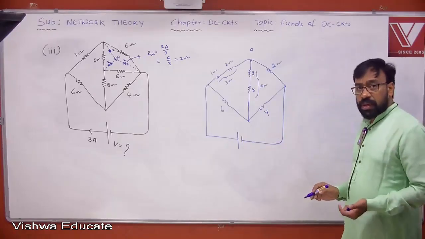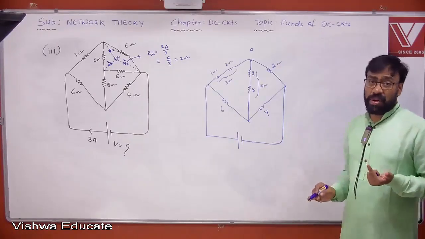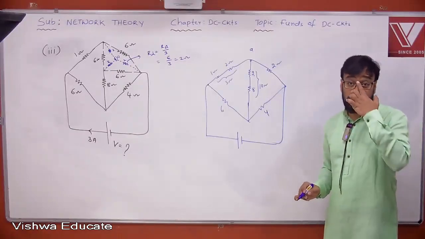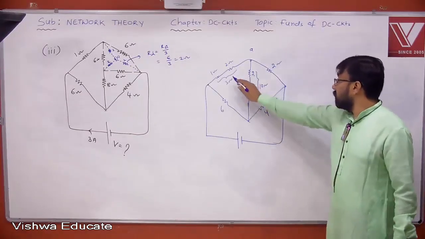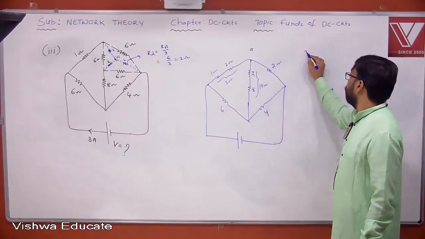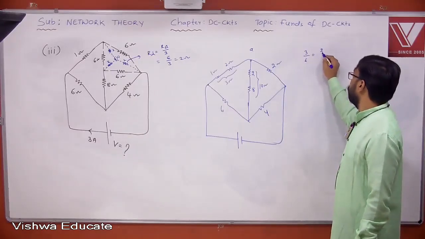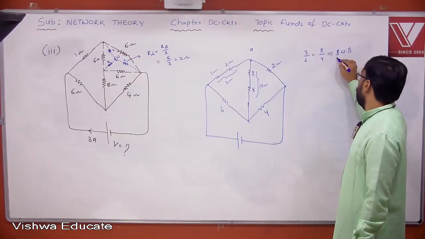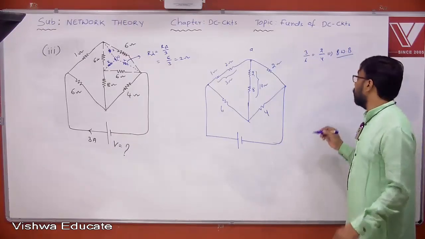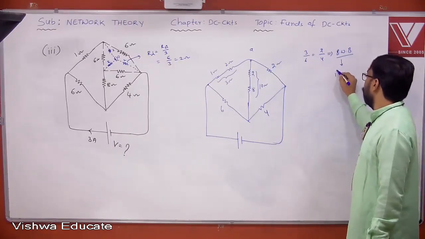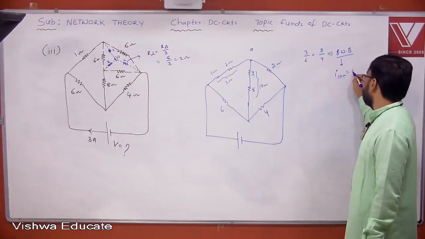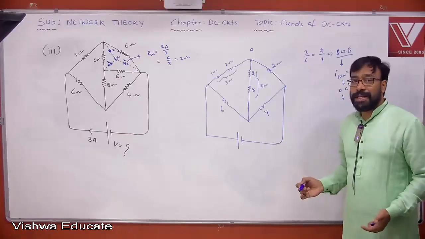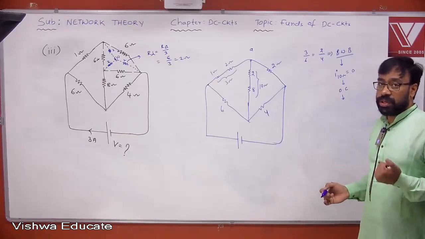Yes or no? Now you check whether it is a balanced bridge or not. If it is balanced, you don't need to go for a star-delta transformation. Yes or no? Look at this. This is 3, 6, 2, 4. I think 3 by 6 is equal to 2 by 4. It is a balanced Wheatstone bridge. Whenever you find a bridge, first you check whether it is balanced or not. Now the current flowing through the 10 ohm will become what? 0. Current 0 refers to what? Open circuit.